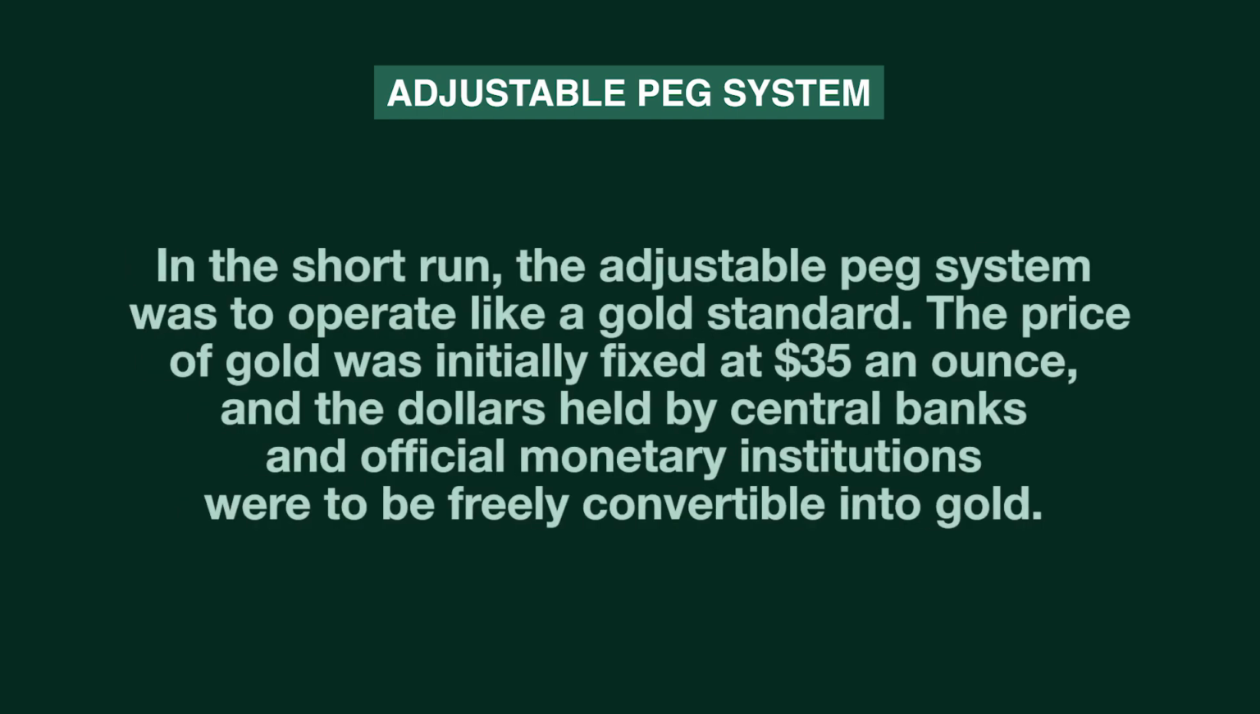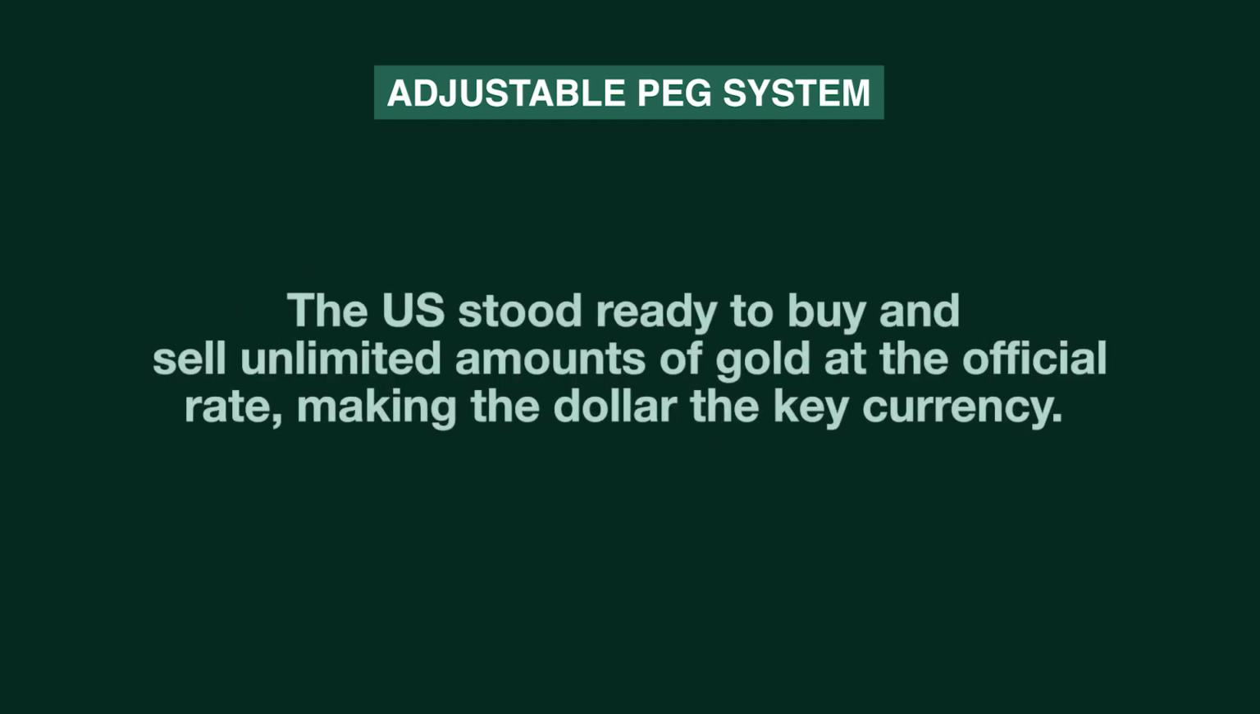In the short run, the adjustable peg system was to operate like a gold standard. The price of gold was initially fixed at $35 an ounce, and the dollars held by the central banks and the official monetary institutions were to be freely convertible into gold. The US stood ready to buy and sell unlimited amounts of gold at the official rate, making the dollar the key currency.